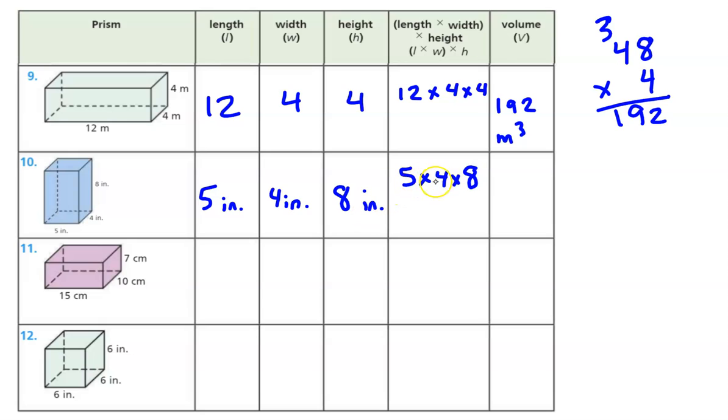Hopefully you can see that 5 times 4 is probably the best one to do first, which is going to be 20. And then 20 times 8, that's very easy. That's going to be 16 with a 0 on the end. So that will end up being 160 cubic inches, because I measured in inches this time.